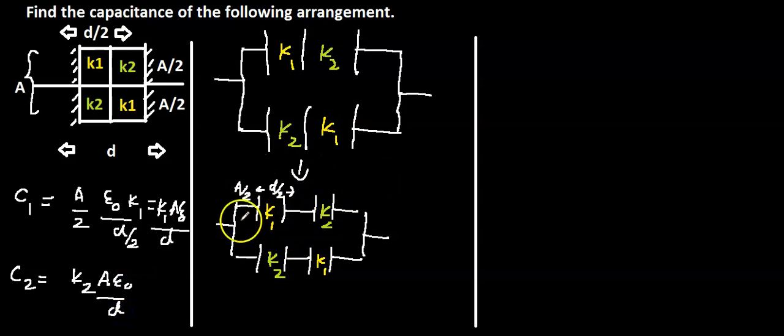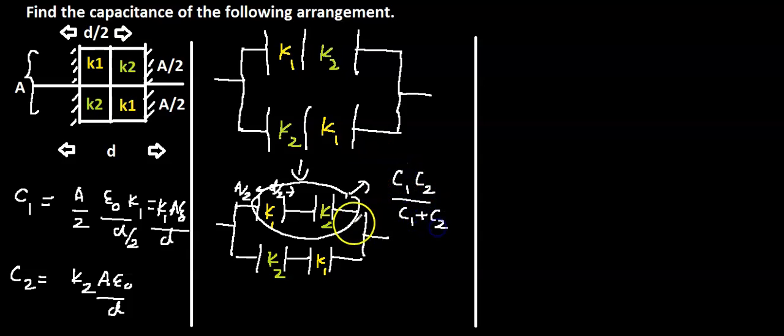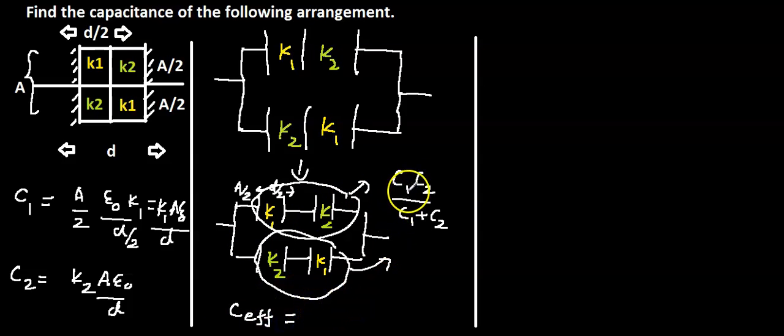So what is the capacitance of this arrangement? Well, we have two capacitors in series. So the capacitance of this part would be C1 C2 by C1 plus C2. And the same goes for this one as well. It's the exact same. And now these two are in parallel, so we can just add them up. So the effective capacitance would be the sum of twice this. So it's 2C1 C2 by C1 plus C2.